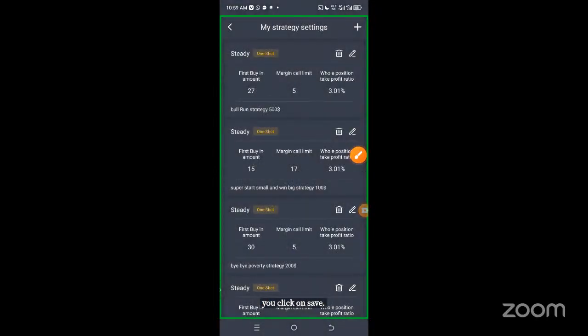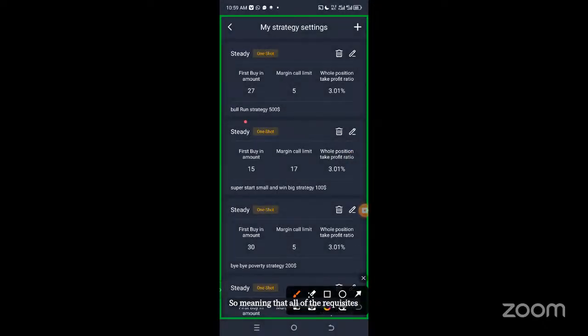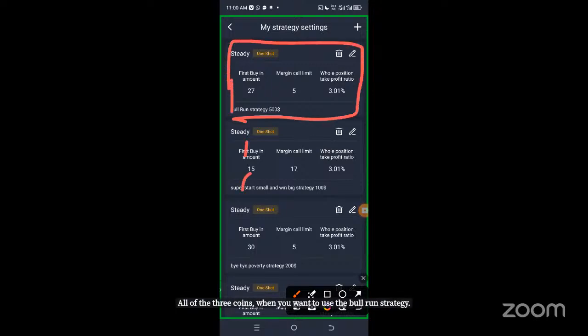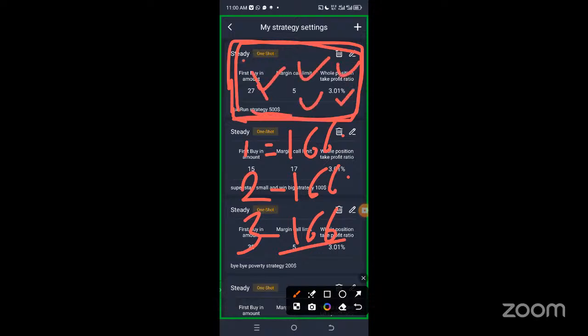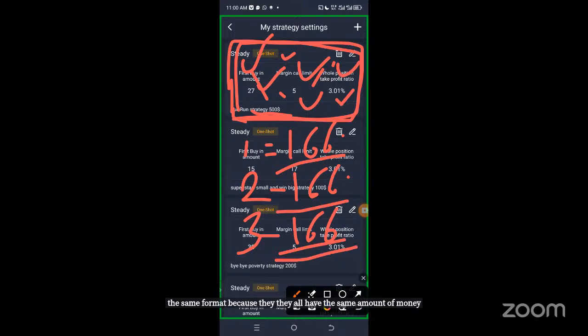You save the strategy. So meaning that all of the 3 coins, when you want to use the bull run strategy, all of the 3 coins you are going to be trading, you will be investing $166 each. You are going to set all the 3 coins using the same format, because they all have the same amount of money that you are going to be investing in them.